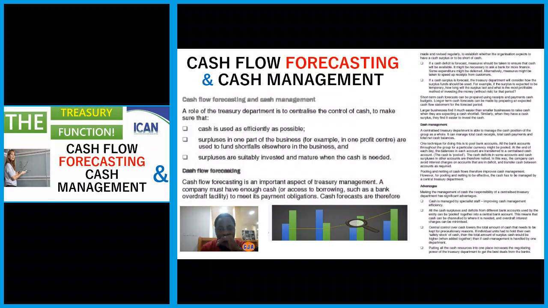So cash flow helps the Treasury departments to manage cash as efficiently as possible. Surpluses are suitably invested because they know ahead that most likely we are going to have a surplus, and they can easily deploy it to various investment options. Also, when we have a shortfall, they can easily source out short-term funds and the like.